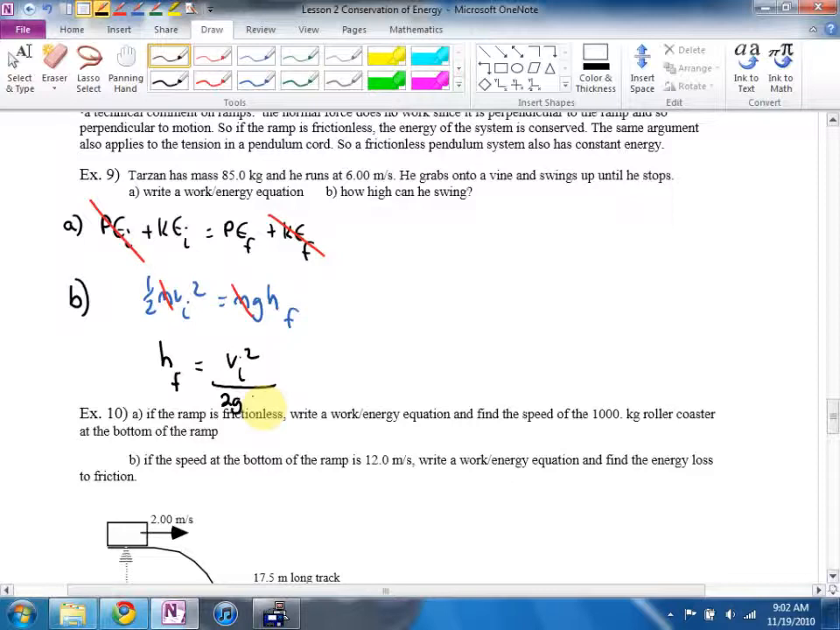What a nice clean equation. If we had tried solving this using forces, I guarantee nowhere near as nice. But this is, I'm going to argue, really plug and chug. You could almost do this in your head. Let's see, v initial 6 squared divided by 2 times 9.8. 6 squared is 36. 2 times 9.8 is 20, almost. This is roughly 36 divided by 20. That's roughly, maybe 1.8? It's going to be close to 1.8 if I do the arithmetic in my head.